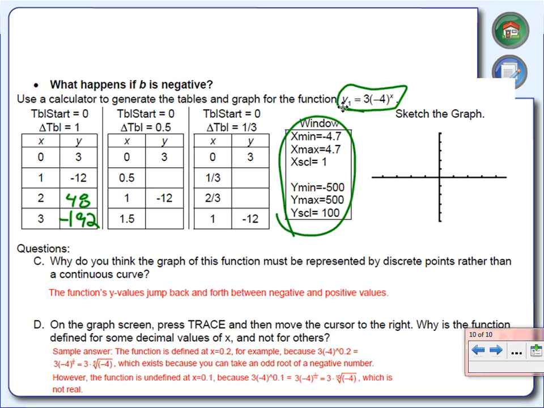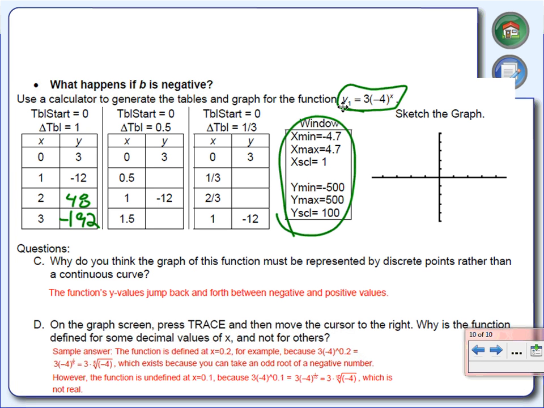Now notice this graph is going to look different from the other ones that we've seen. And what do you notice? You see a bunch of little dots. Why do we see dots instead of that exponential growth or decay? What do you notice about the table, guys? It goes from a positive number to a negative number, then to a positive number, then to a negative number, and back and forth and back and forth.